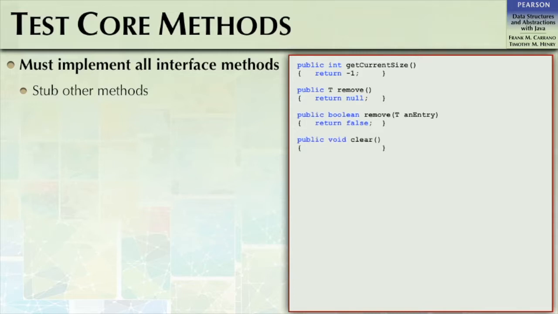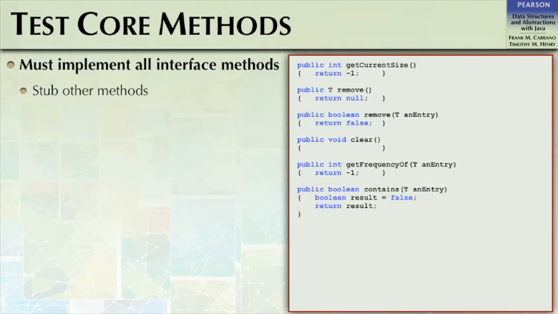The void method clear only needs braces. The method getFrequencyOf can return -1 to indicate an incomplete method. And the method contains can return false because it's not implemented. It can never determine if the item is in the bag. It's not important that these functions are not correctly implemented at this point. We want to ensure we have a small amount of completely error-free code in each so that we can focus our debugging efforts on the methods that we did implement, the constructors and core methods.